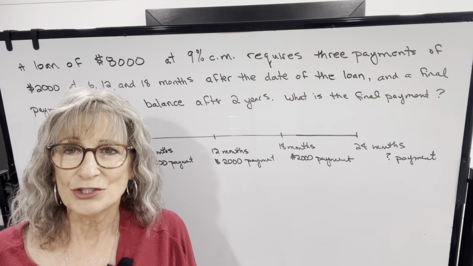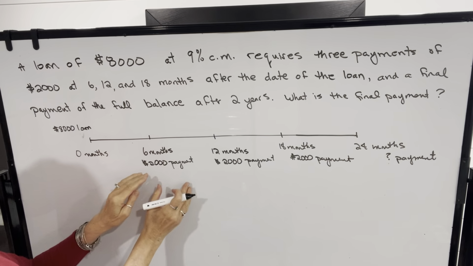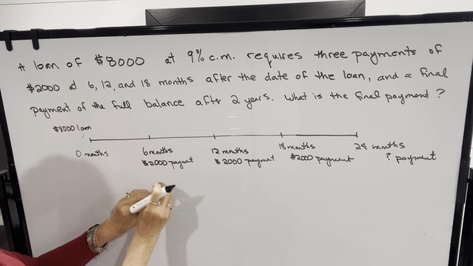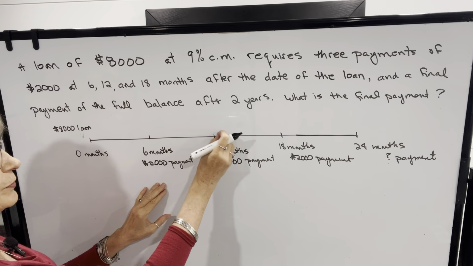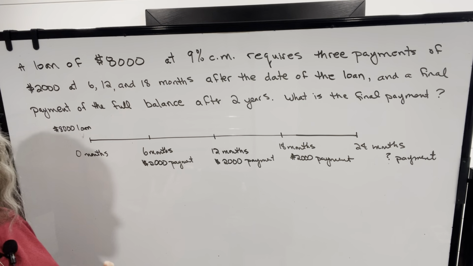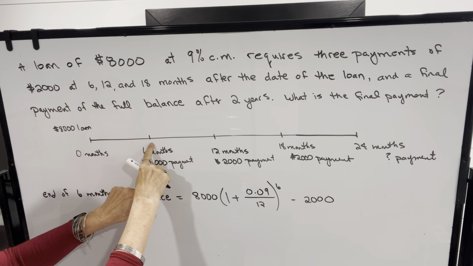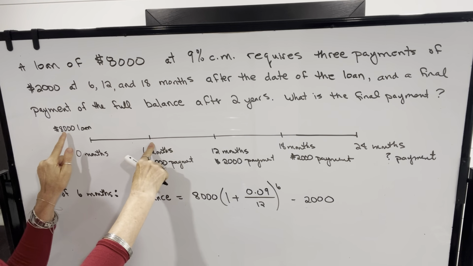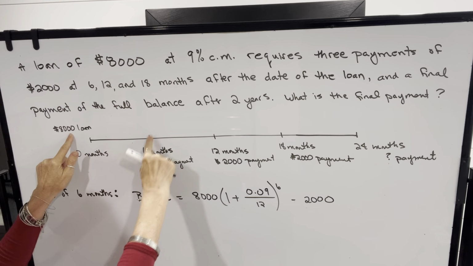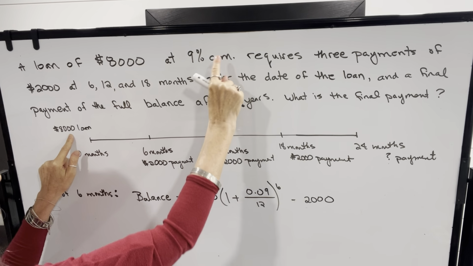So what we're going to need to do is calculate how much is owed at 6 months, and then we'll subtract our payment, and then use that value to find out how much is owed at 12 months, subtract the payment, and so on. So it's a little bit tedious, but let's go through it step by step. So at the end of 6 months, let's find the future value of this $8,000 loan if there's 9% annual interest and it's compounded monthly.